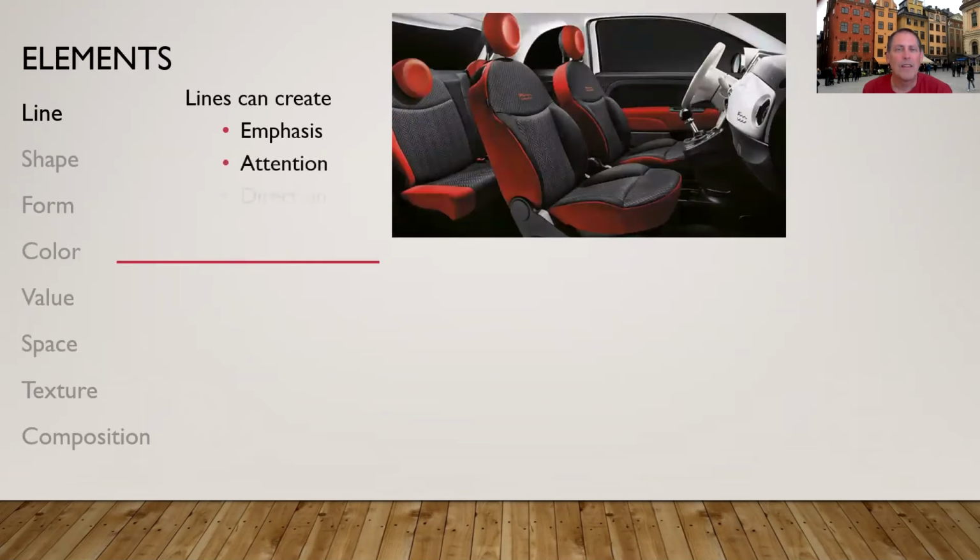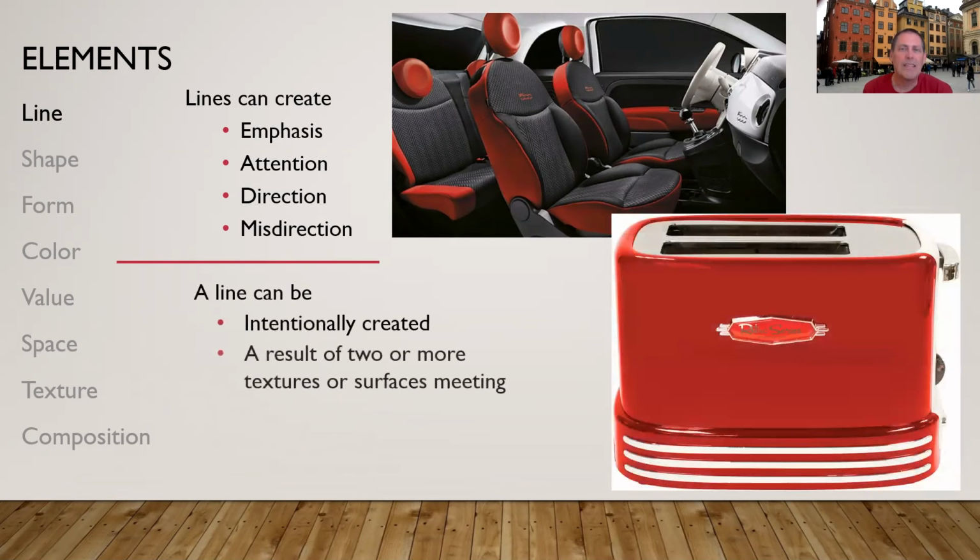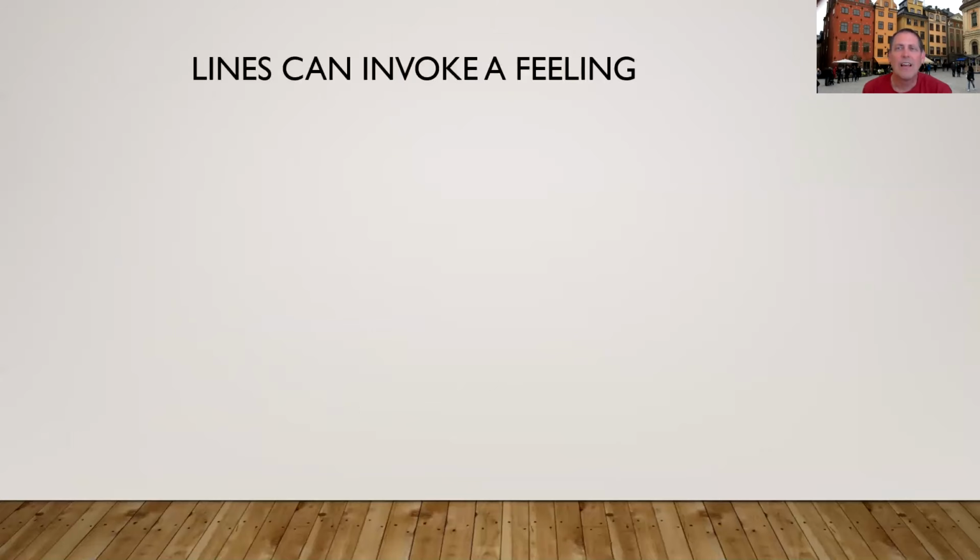We'll start out with line. Lines are used in product design to create emphasis, attention to specific things, direction, or perhaps misdirection. Lines can be intentionally created using a variety of different methods. They can simply be drawn on, obviously, but more often they are lines created by two surfaces or textures meeting, as in the case on the top there with the car seat. Lots of lines there just by the stitching or by two different fabrics meeting. It can be colors meeting in the case of this toaster, producing the lines, and it's conveying some message. Lines can invoke a feeling.